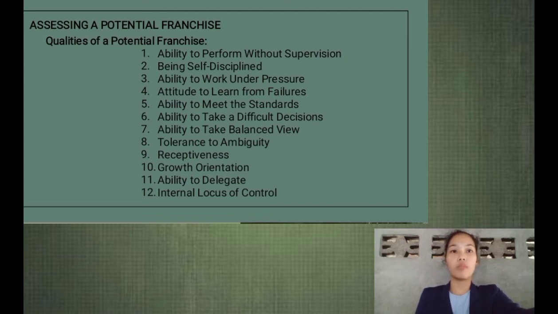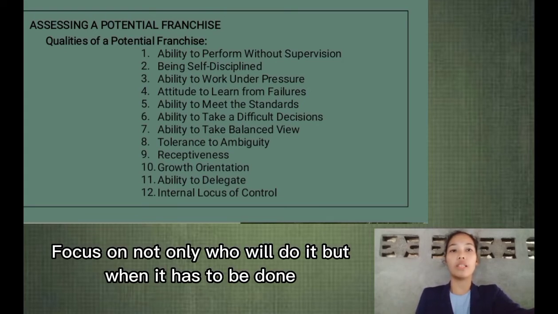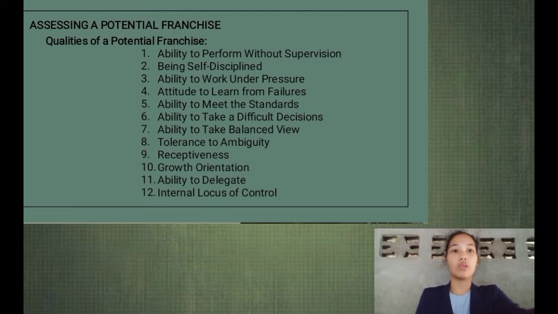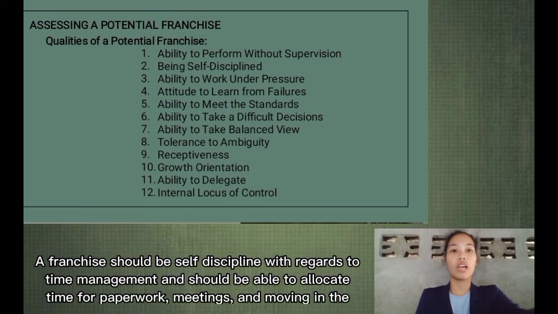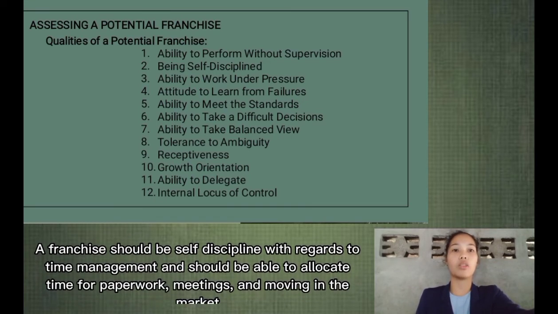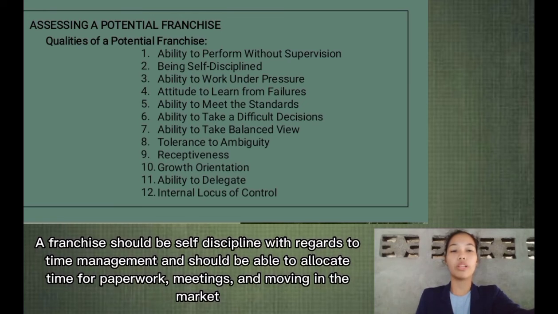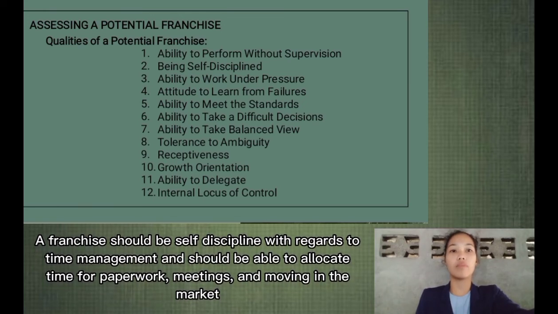Qualities of a potential franchisee. Number one is ability to perform without supervision. Focus on not only who will do it but when it has to be done. Number two is being self-disciplined. A franchisee should be self-disciplined with regards to time management and should be able to allocate time for paperwork, meetings, and moving in the market.